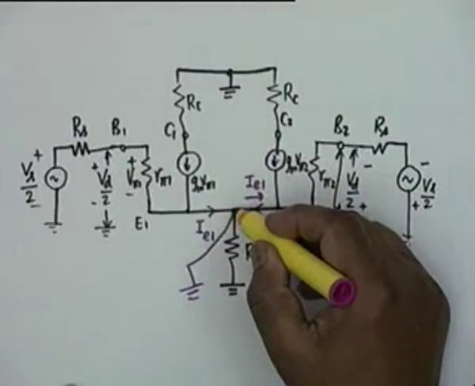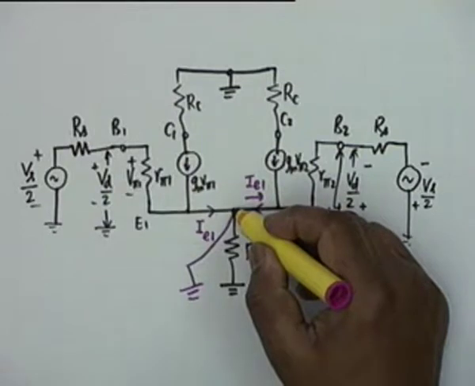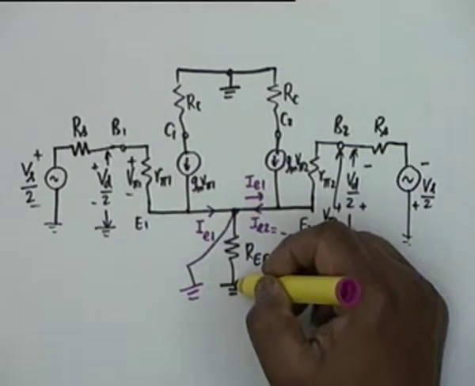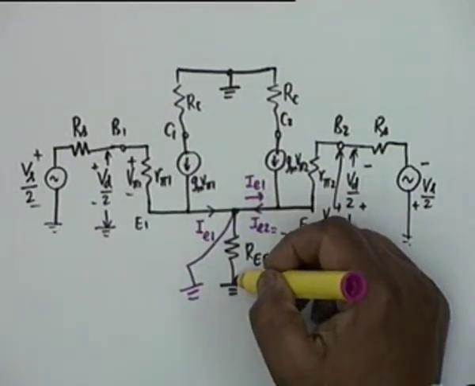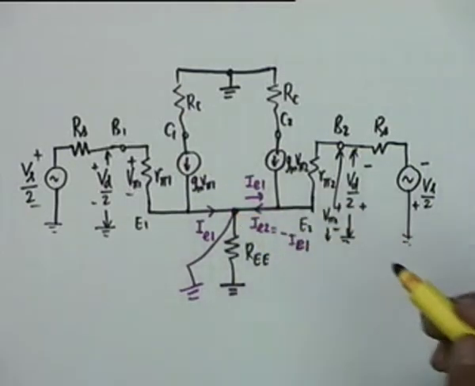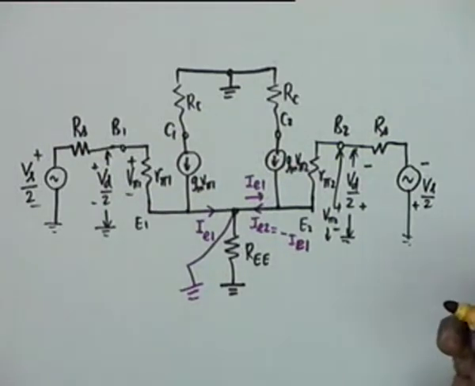AC signal here is 0. AC voltage here is 0, because no AC flows through RE, and therefore the potential is 0. So then Vs by 2 is equal to V pi. Vs by 2 is equal to V pi? Yeah, sure. That's right.